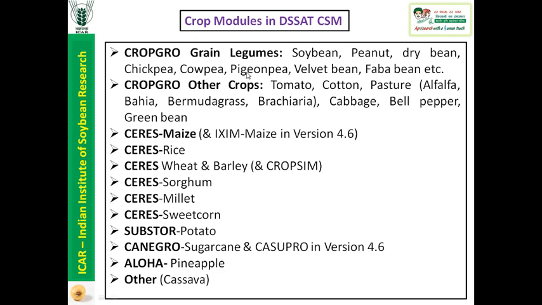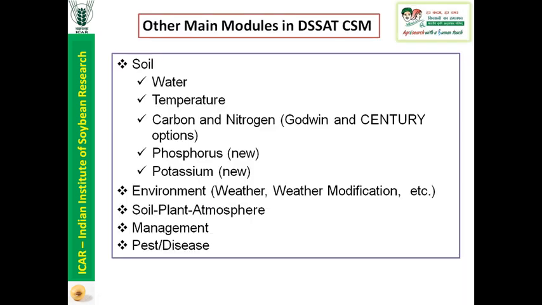Then these are the different crop models which are there in this DSSAT cropping system model. The first one is the CROPGRO model. This CROPGRO model is mainly for the leguminous crops, and also for some of the vegetable crops, pasture crops, and also the cotton crop. Then the CERES model for all the cereals as well as some of the millets, and SUBSTOR for potato, CANEGRO for sugarcane, and ALOHA for pineapple, and some other models also exist in this DSSAT model.